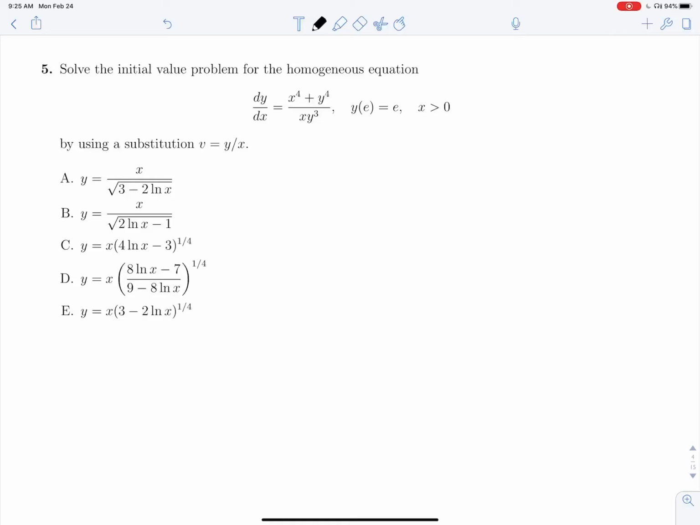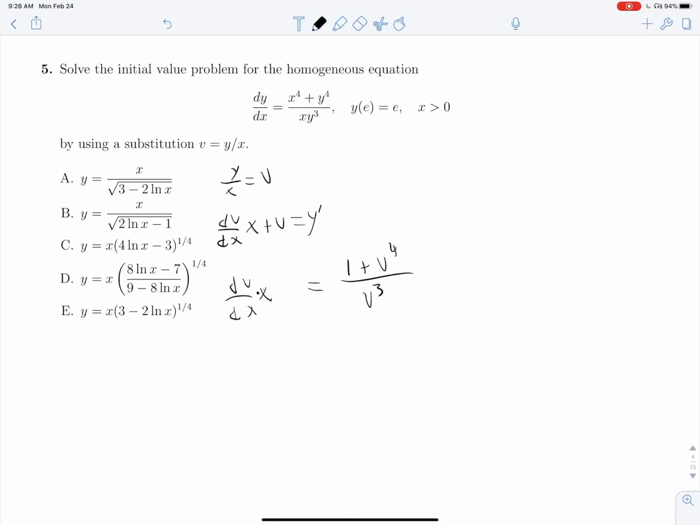Let's solve the initial value problem for this homogeneous equation here. Right off the bat, we're going to be using the substitution y over x is equal to v. And that's just something, if you see this kind of form enough, that will just pop into your mind. And we know that dv/dx times x plus v is equal to y prime. So we can make that substitution. dv/dx x plus v, where this is multiplied in there, is equal to, okay, let's divide all of the terms in our right-hand side by x to the 4th. We get 1 plus v to the 4th divided by v cubed.